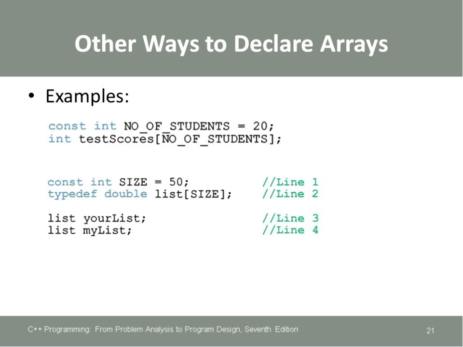But even when we're using constant values, it's always going to make more sense to use a constant identifier. If you name it number of students, and the array test scores, a human can read that these are the test scores for all of the students. So again, you would use these constants for readability of your code.